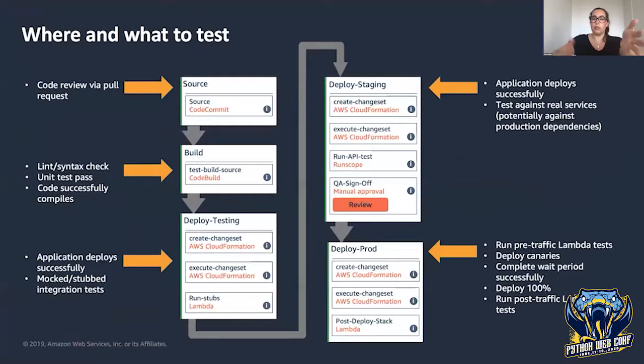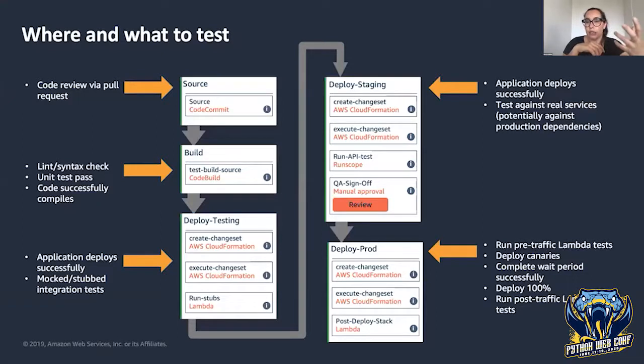So for example, this is our pipeline that we saw before. We can run pull requests, that's something that we have been doing. You can do some automatic code reviews or linting or whatever you have in your source. Then in the build phase, you can again run your linter, your syntax checks, your unit test, and check if your code is compiling or working properly. Then when you deploy, you can check that everything is deploying correctly.